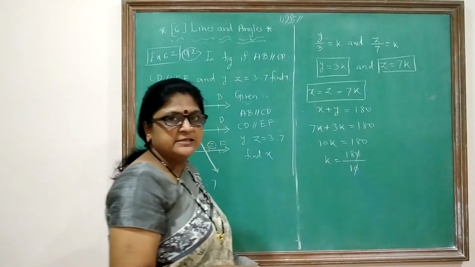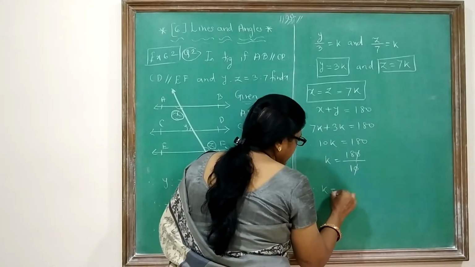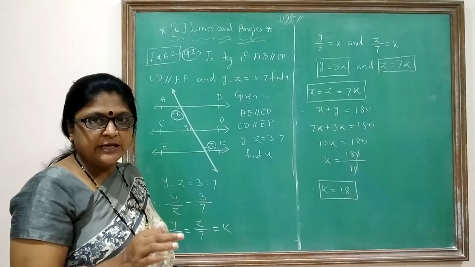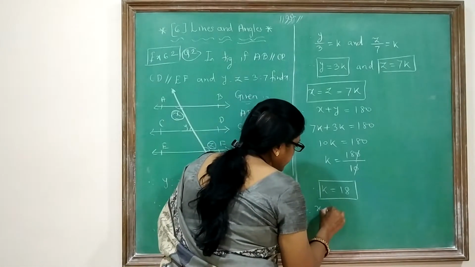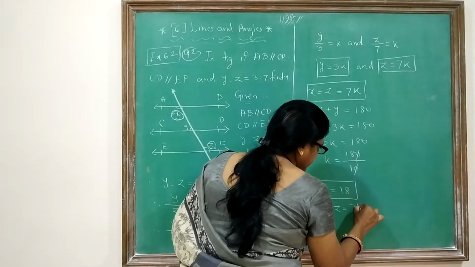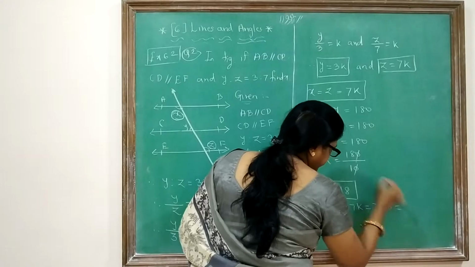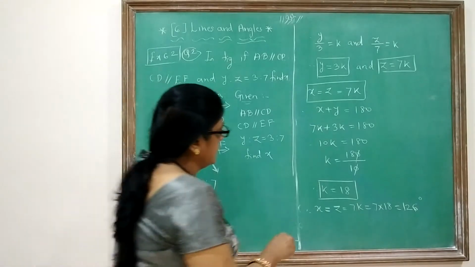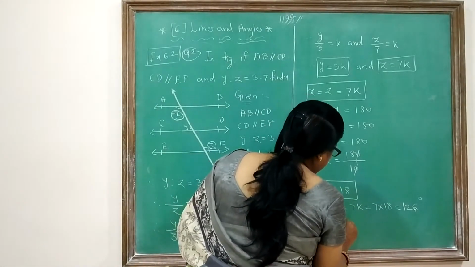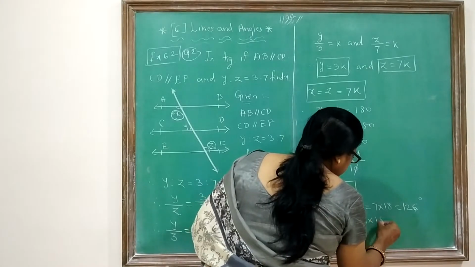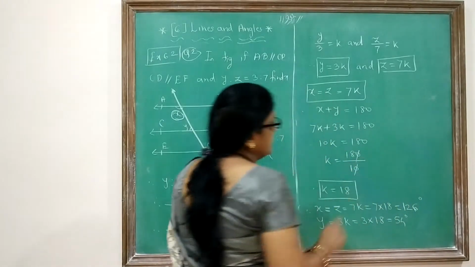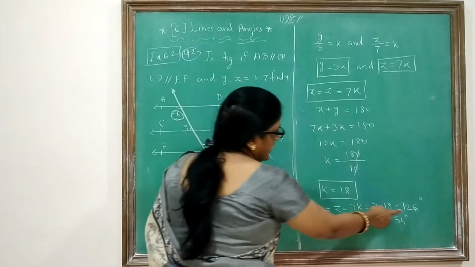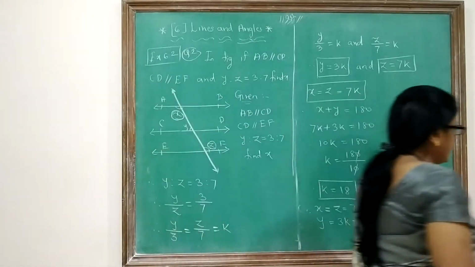Here 0 will be cancelled. Then you will get the K value, that is K equal to 18, and then you will put in X and Y and Z. Then you will get the values. X equal to Z equal to 7K, that is 7 into 18, this is 126 degree. Then your next angle is Y equal to 3K, that is 3 into 18, that is 54 degree. And this is your final answer, because your question is find x. Means your x value is 126. Then see the next example.